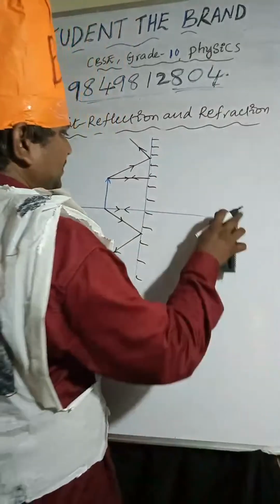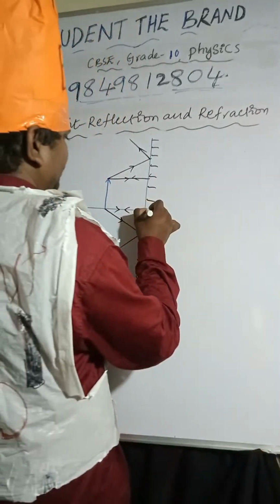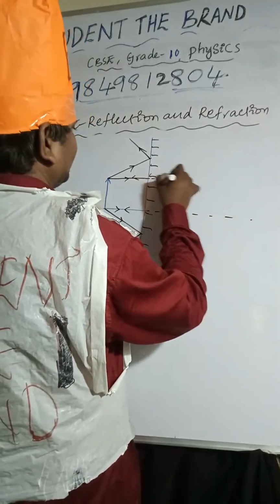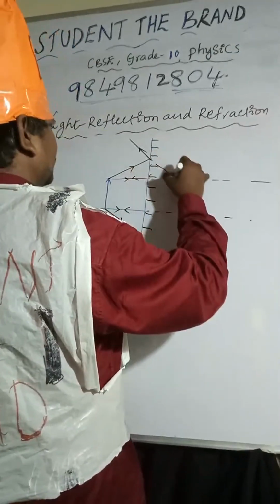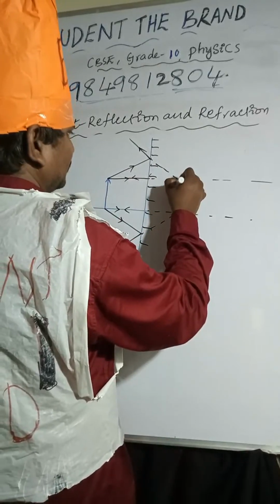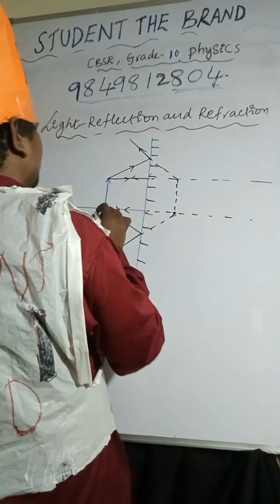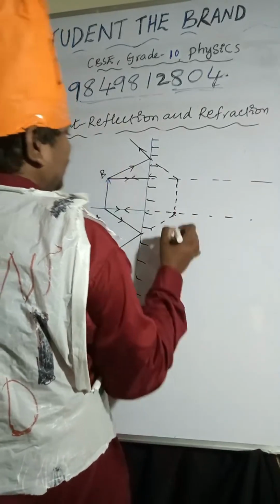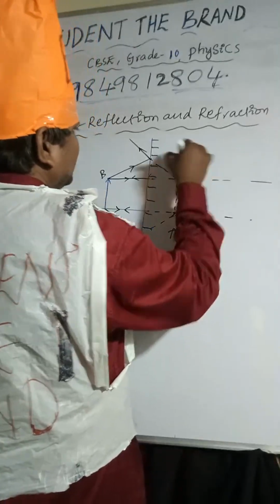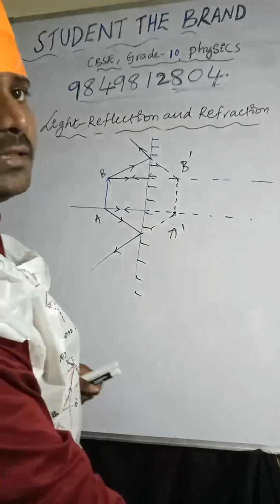And here I'm considering like this. A, B, and A dash, B dash.